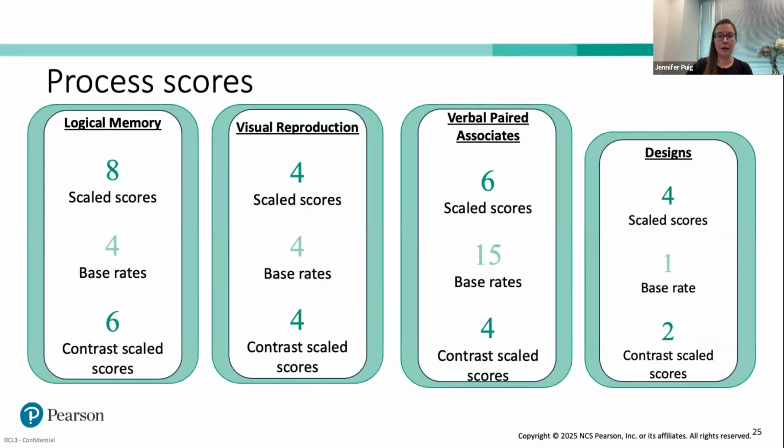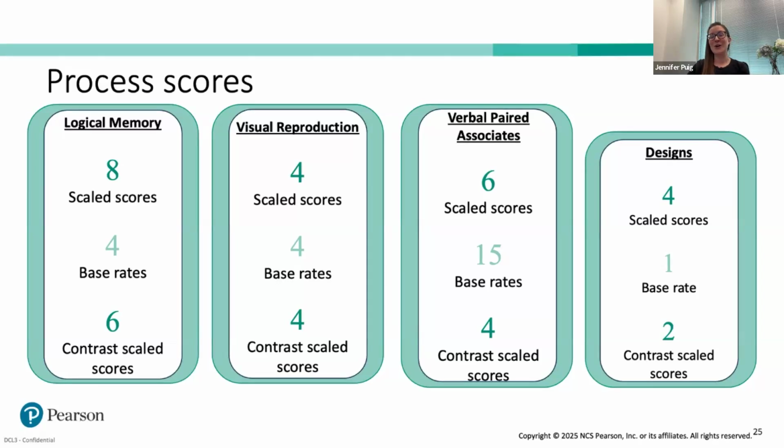Verbal paired associates. If there's one thing I've learned through working at Pearson, it's that there can't be too many scores on a list learning task. And verbal paired associates certainly delivers scores. So we have a lot of really great process scores that really break down the examinee's performance on this subtest. So we have the first and last trials of the immediate recall conditions. We also have scaled scores that reflect easy and hard items.